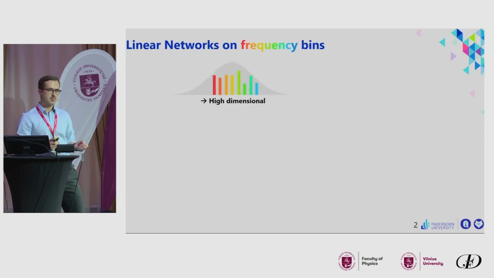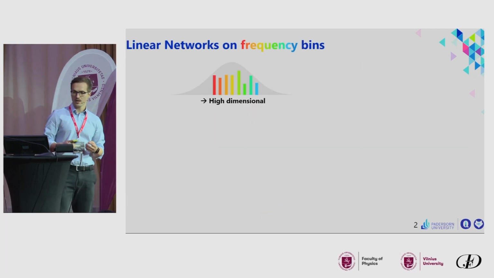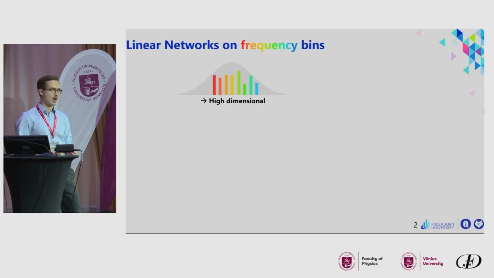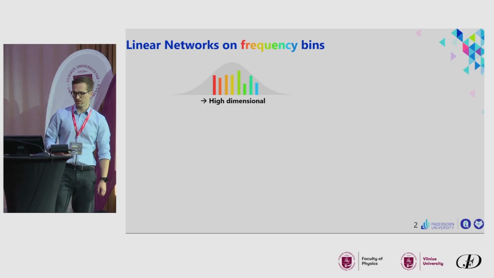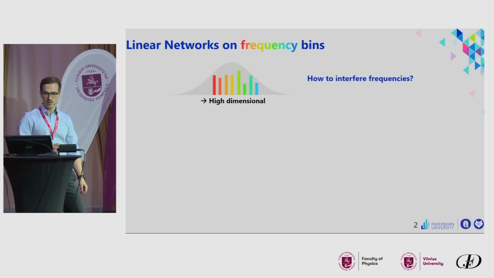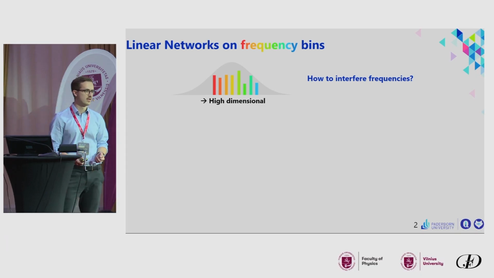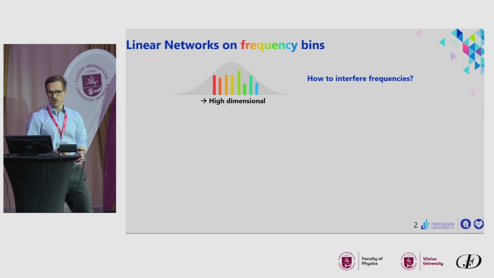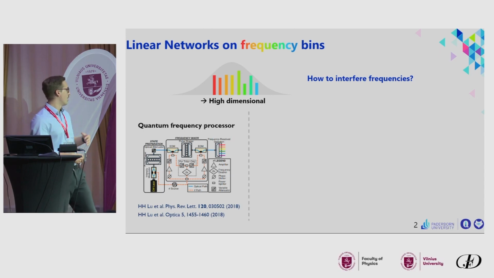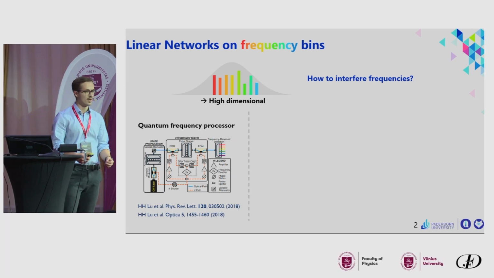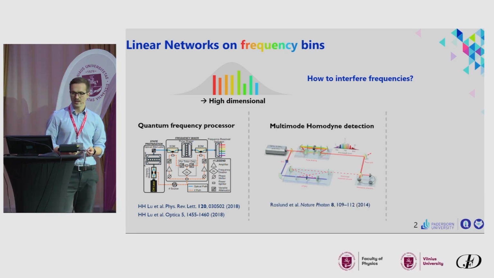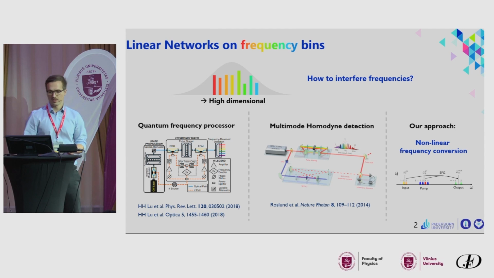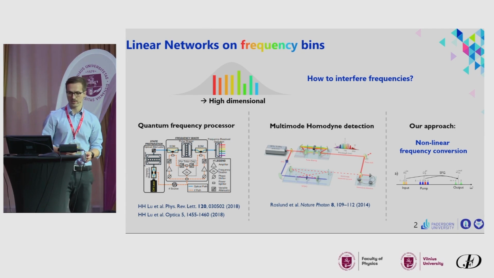The scheme we are envisioning is built in the frequency domain using frequency bins, which is nice since these are intrinsically high dimensional. It's compatible with existing fiber infrastructure. However, the question is then, how do you interfere different frequencies? There are already some existing approaches. Many of them, like in this work here, use electro-optic modulators and sideband generation. There's multimode homodyne detection approaches, but we want here to focus on nonlinear frequency conversion processes to implement this interferometer.